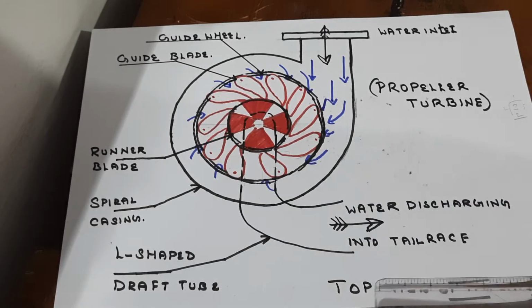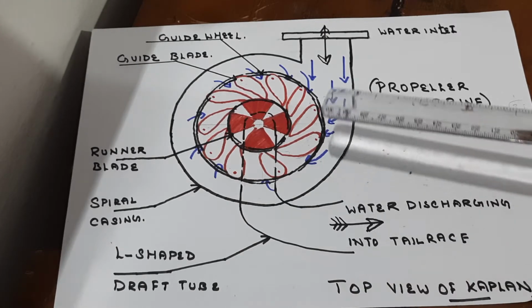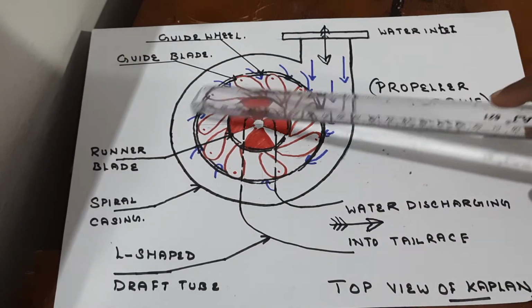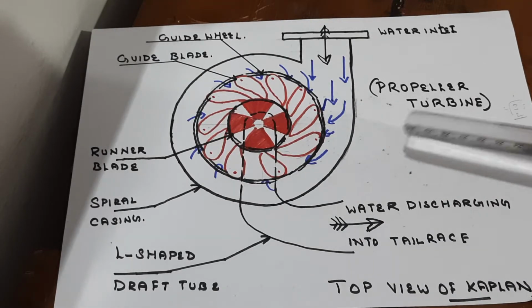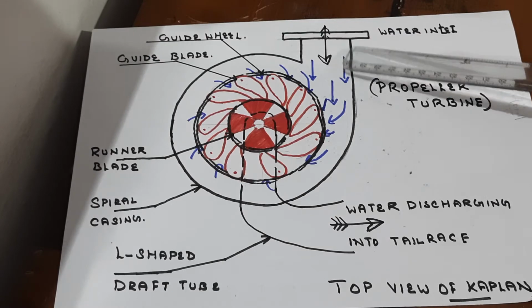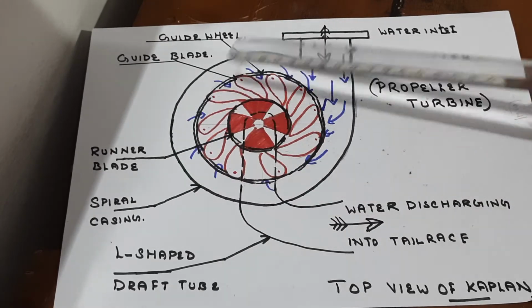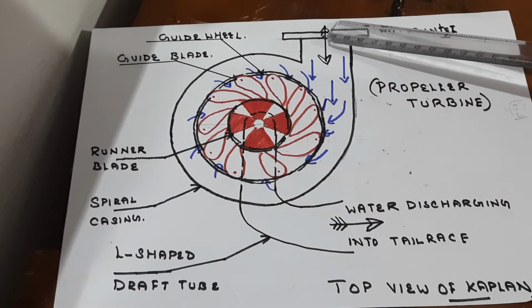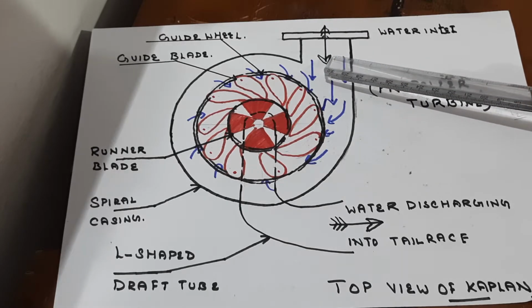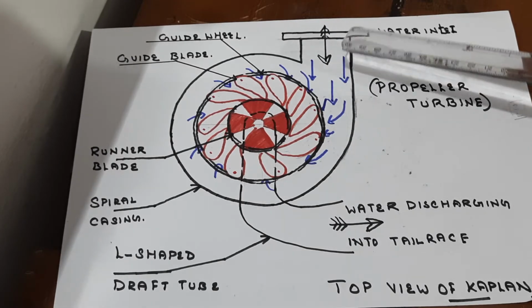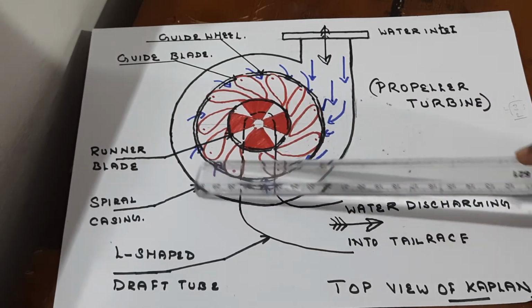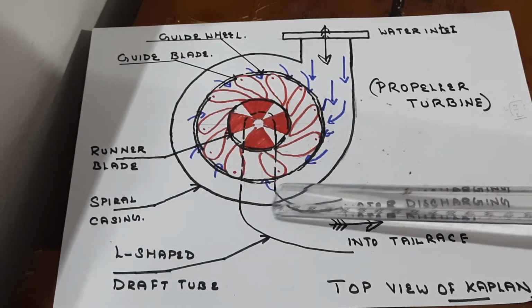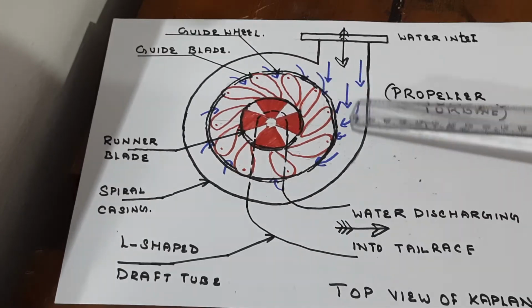Now, here you can see the top view of a Kaplan turbine. As for the construction part, I will explain it to you. This is your spiral casing. So through here, the water flows from a penstock with high pressure energy and kinetic energy. As the water starts flowing, you can see the area of the spiral casing goes on decreasing.